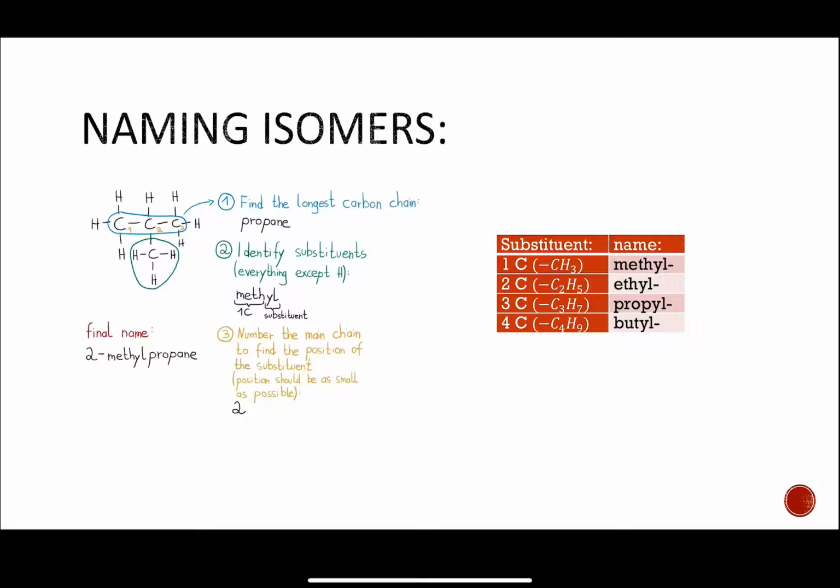Whatever way we take, we find that the number of the substituent in this case must be 2, and this number is also important for the final name of the isomer, which would be 2-methylpropane. It tells us we have a propane, and at the second carbon atom of the propane, we have a methyl substituent. All right.